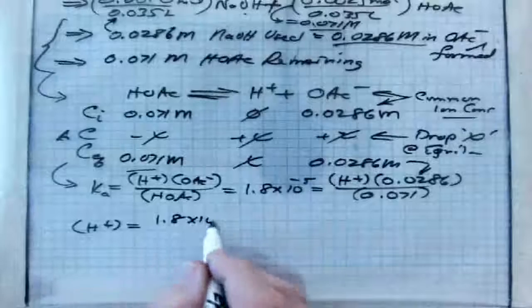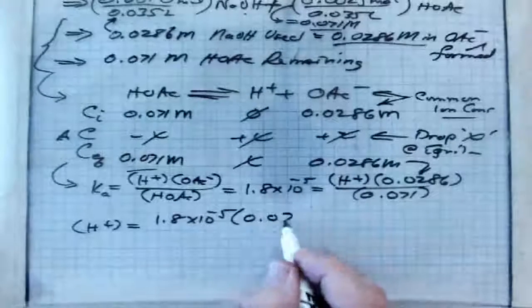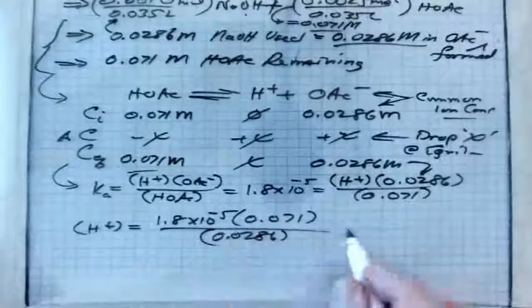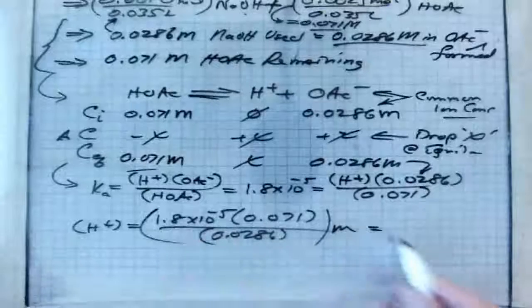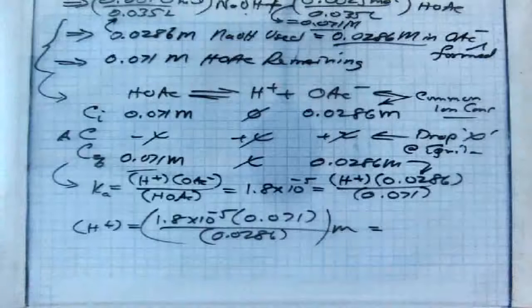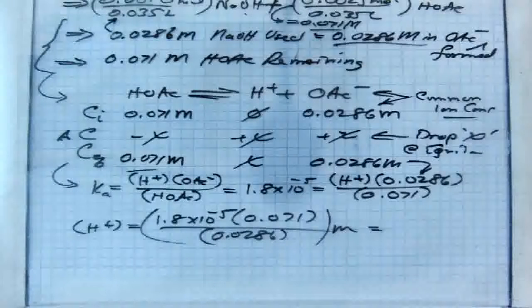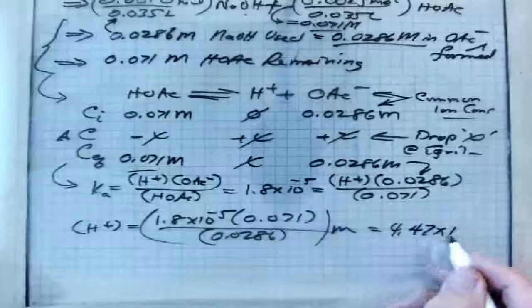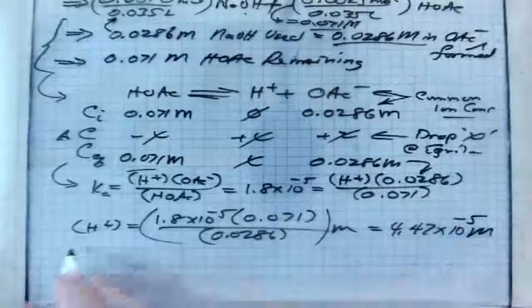1.8 times 10 to the minus 5, 0.071, 0.0286 molar, 0.071. I get 4.47 times 10 to the minus 5 molar in hydroniums.